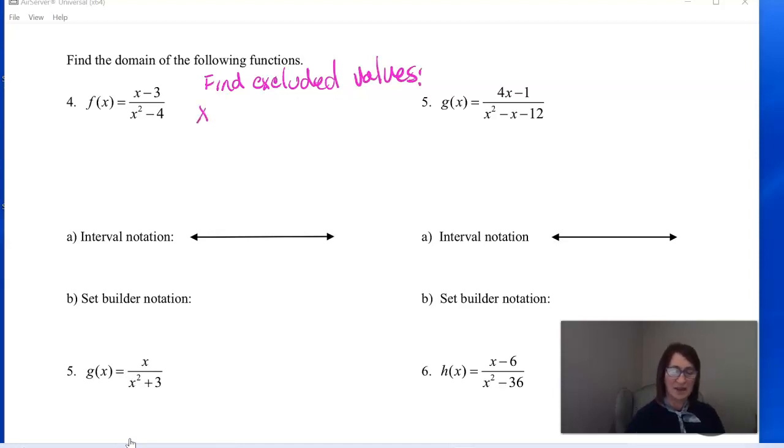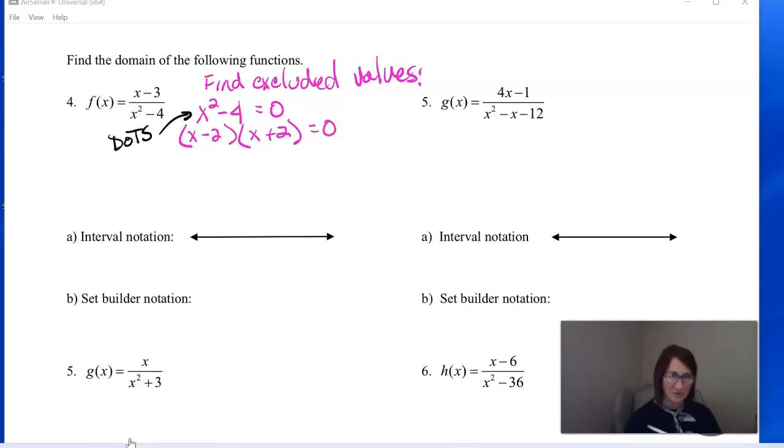Okay, and so that's going to be x squared minus 4 equals 0. Now, we just finished the whole factoring module, and one of the things that I hope you remember is that this is the difference of two squares. And so we can go ahead and write this as our conjugates, x minus 2, x plus 2. Set each of those factors equal to 0. So x minus 2 equals 0, x plus 2 equals 0, x equals 2, x equals negative 2.